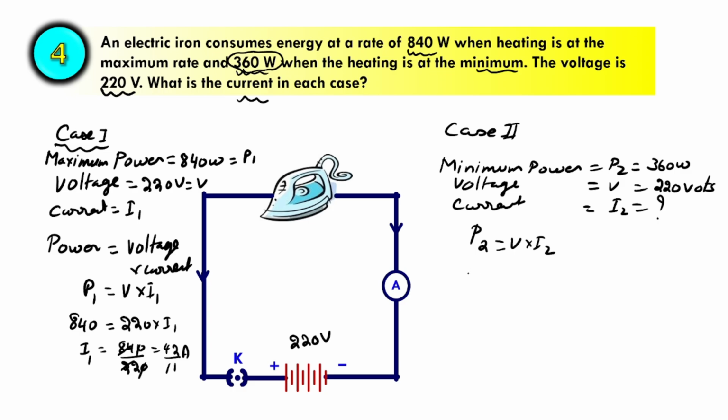What is P2? It's 360, voltage is 220, and we are supposed to calculate I2. What is I2? I2 is equal to 360 divided by 220. Then cancel it off. This becomes 18 divided by 11. So what's the answer? It is 18 divided by 11 amperes.